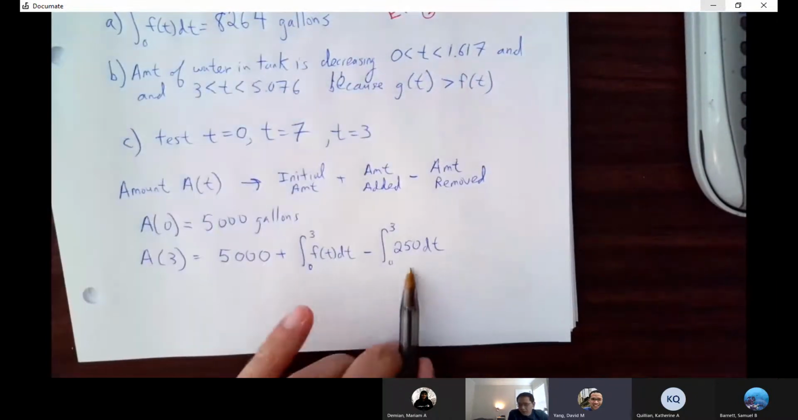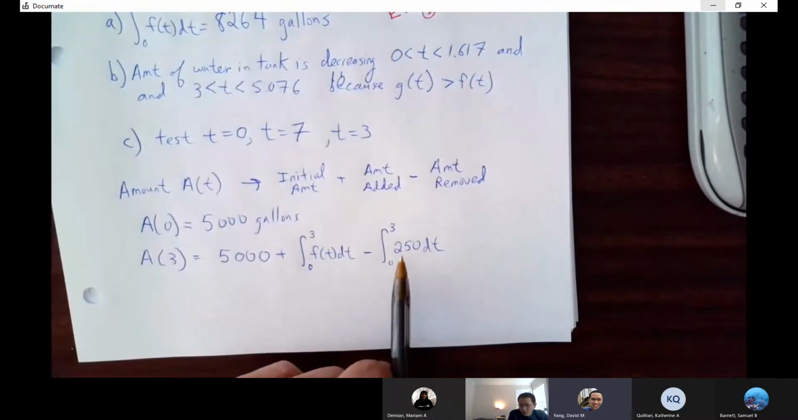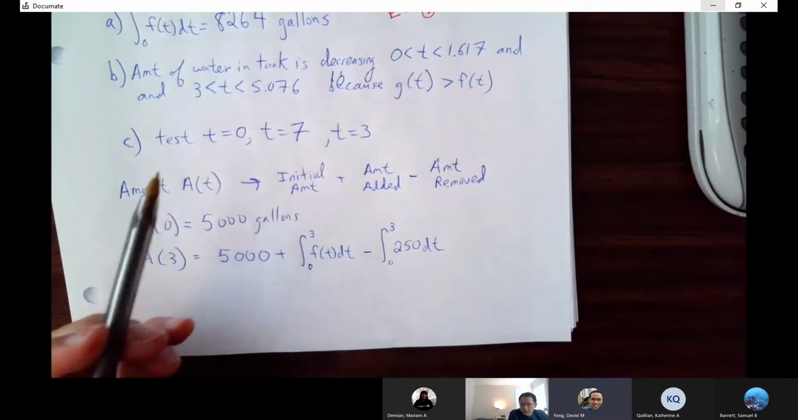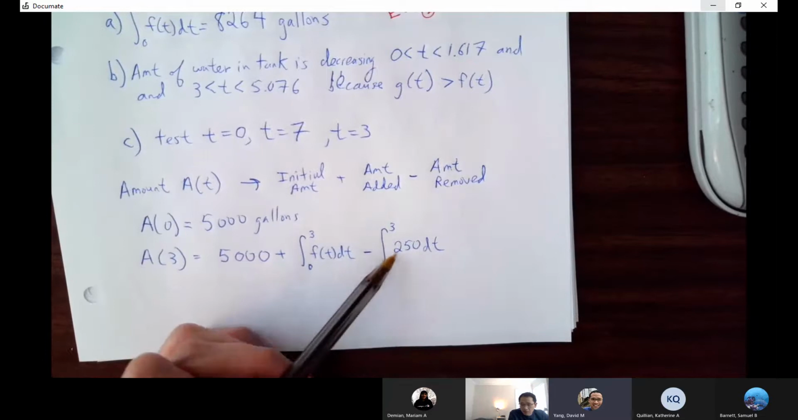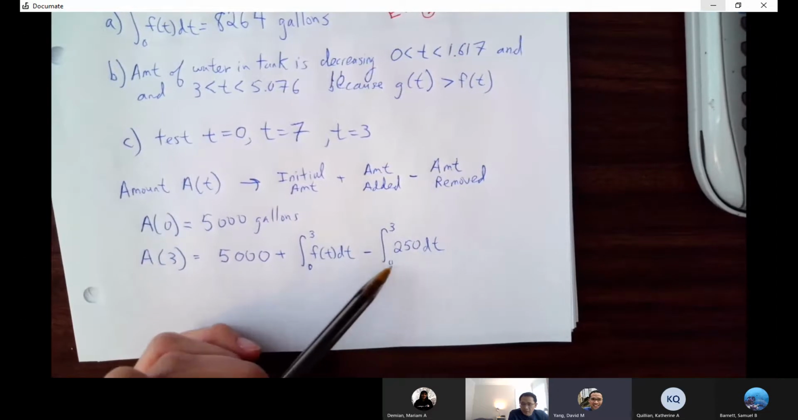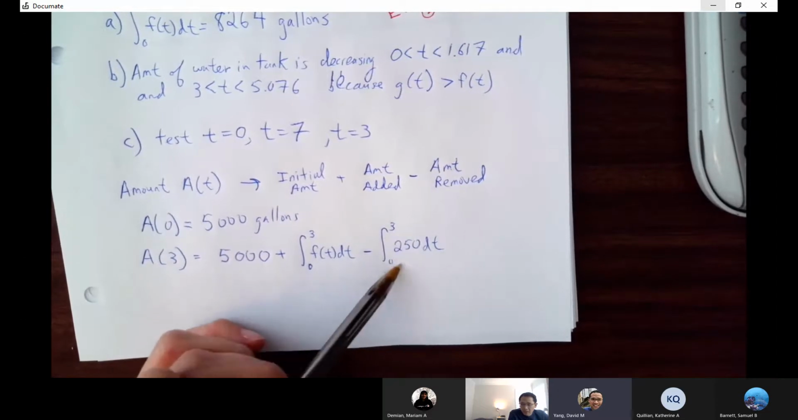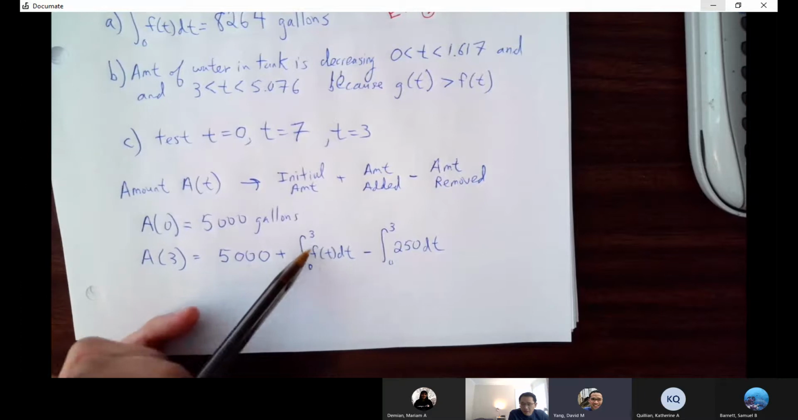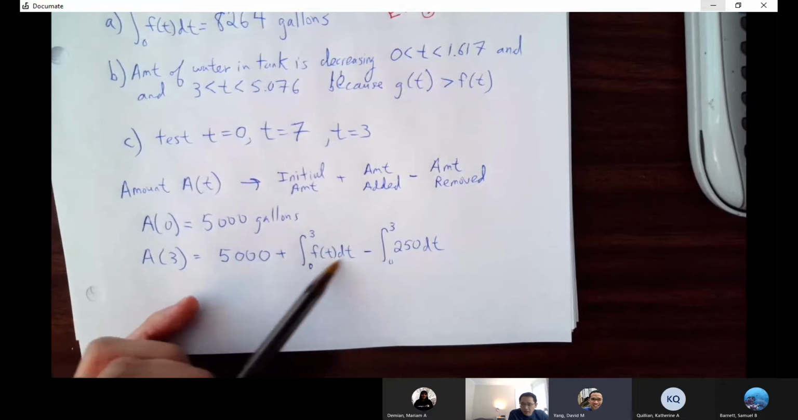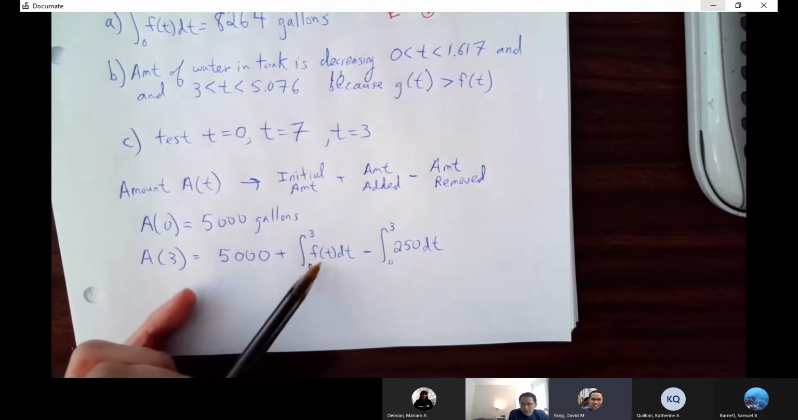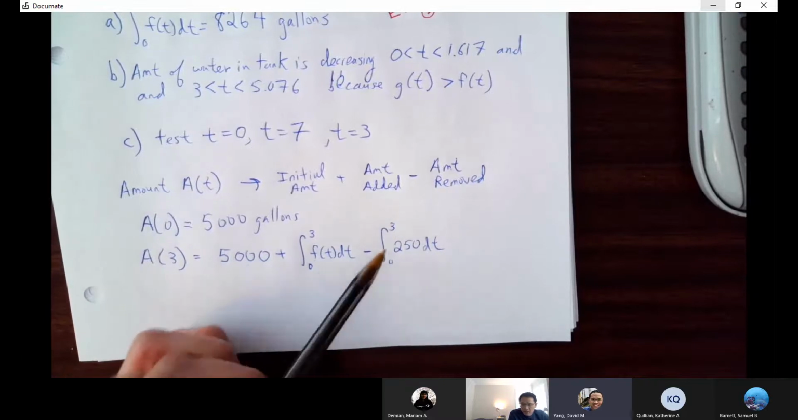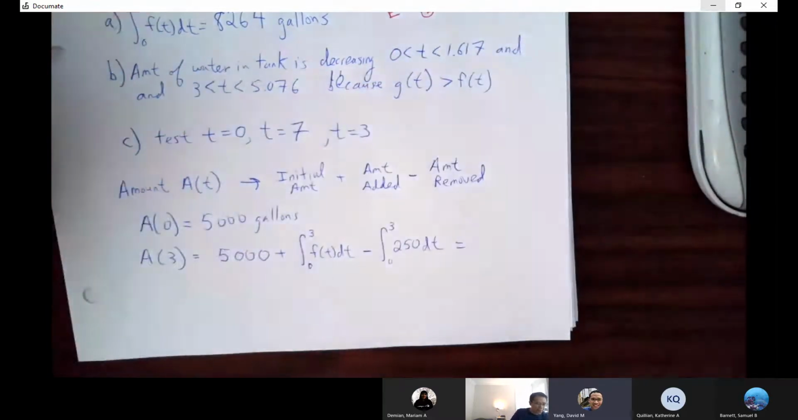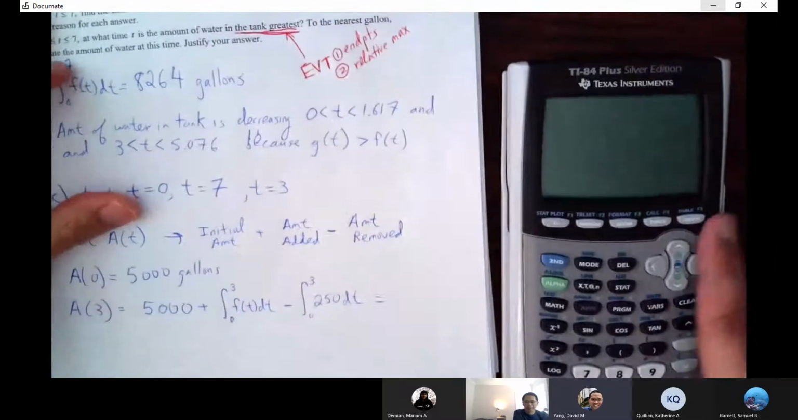But it's a constant rate, and you can just do this in your head as well. You can just say 250 times 3 is just 750. So either way, it's the same answer. You can plug this in the calculator as well. So 5,000 plus the amount accumulated in that 3-hour period added to the tank minus the amount subtracted from the tank.